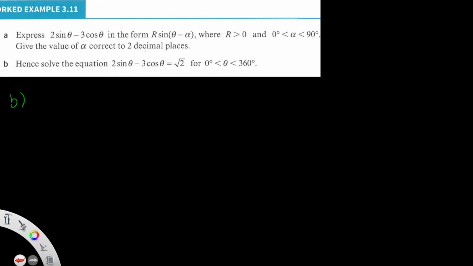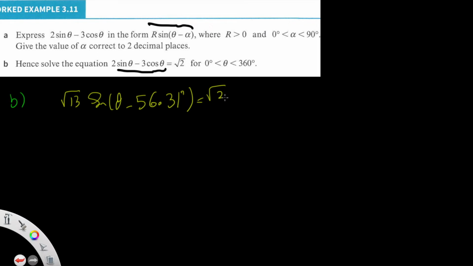So this expression can be replaced by this expression that we just found, which is root 13 sine of theta minus alpha, which is 56.31 degrees, equal to root 2. Now first I divide both sides by root 13 to get rid of this root 13. Sine of theta minus 56.31 is the square root of 2 over 13.